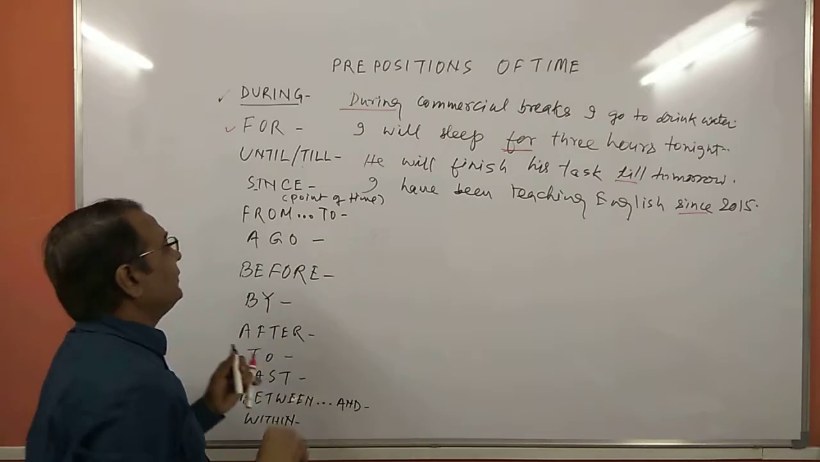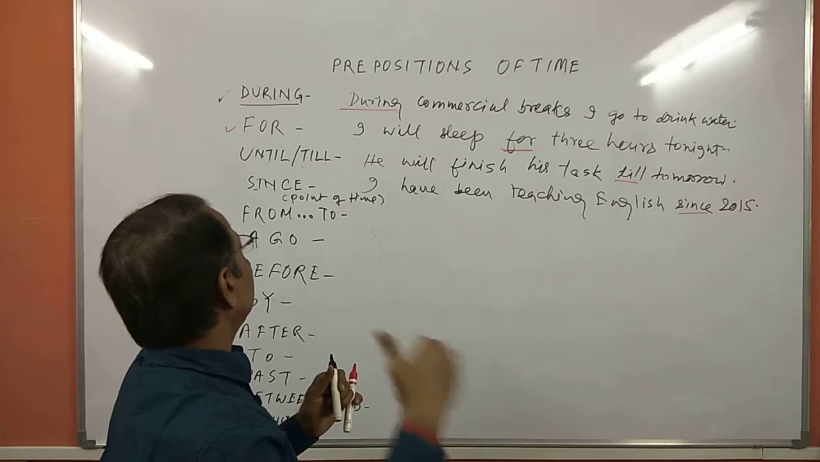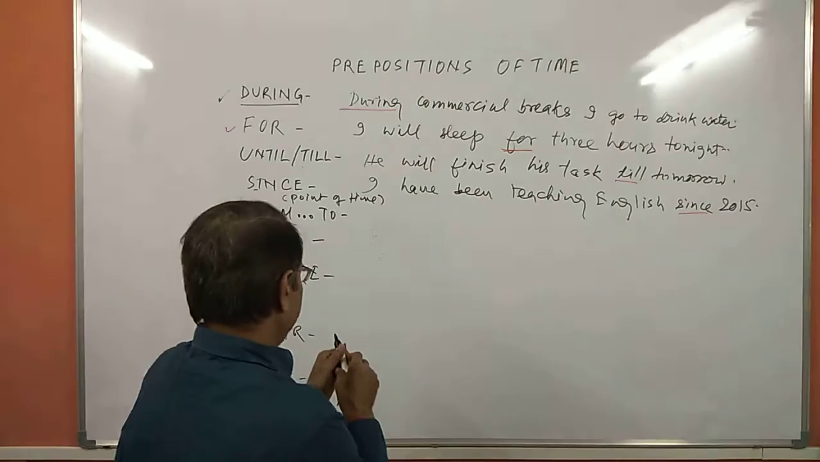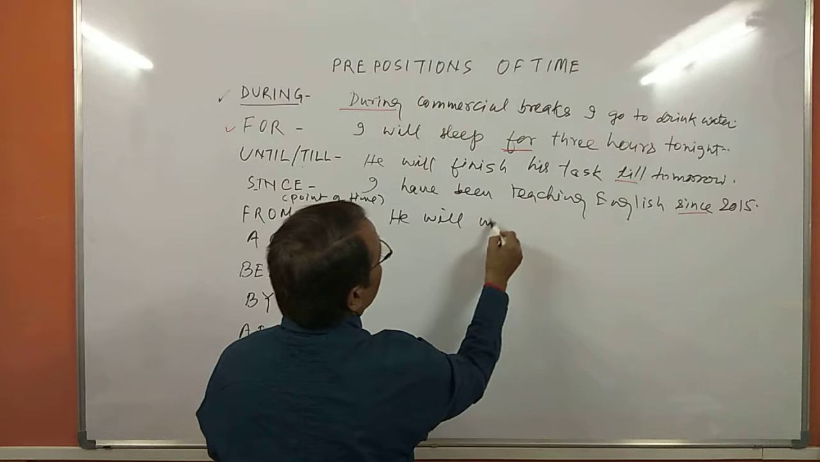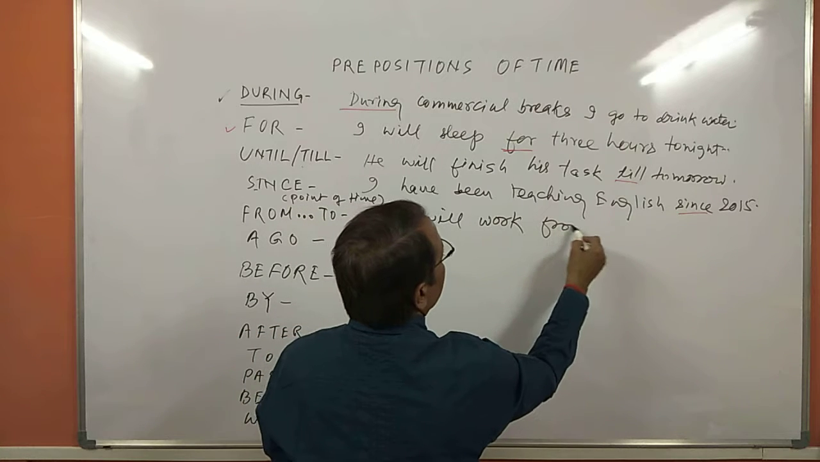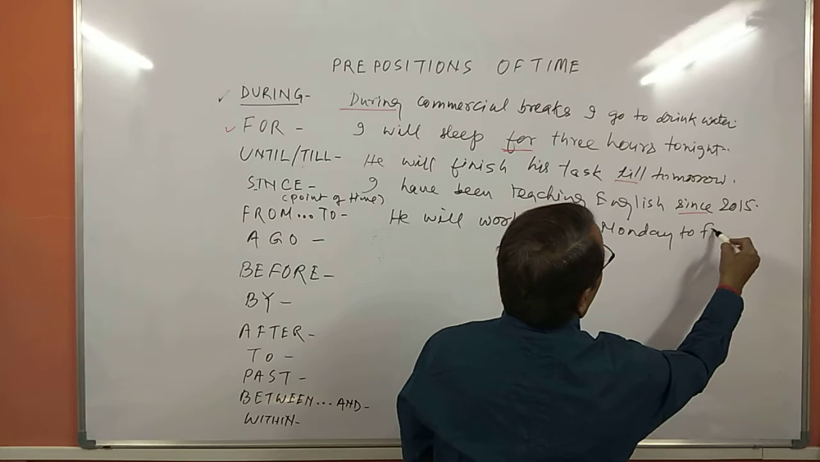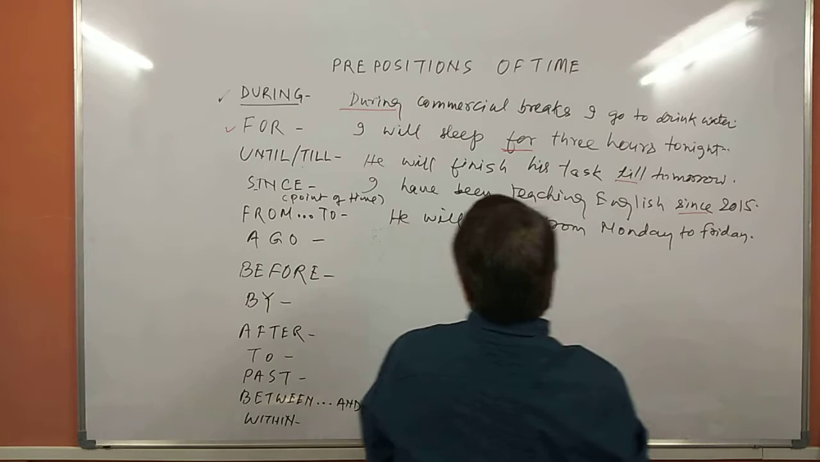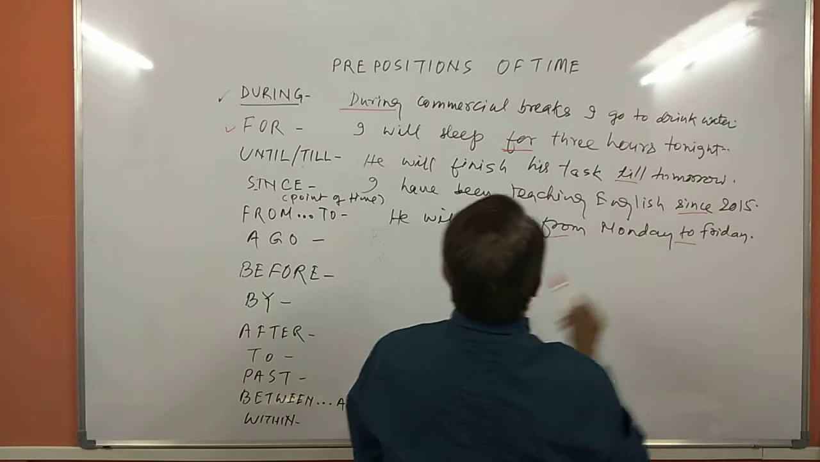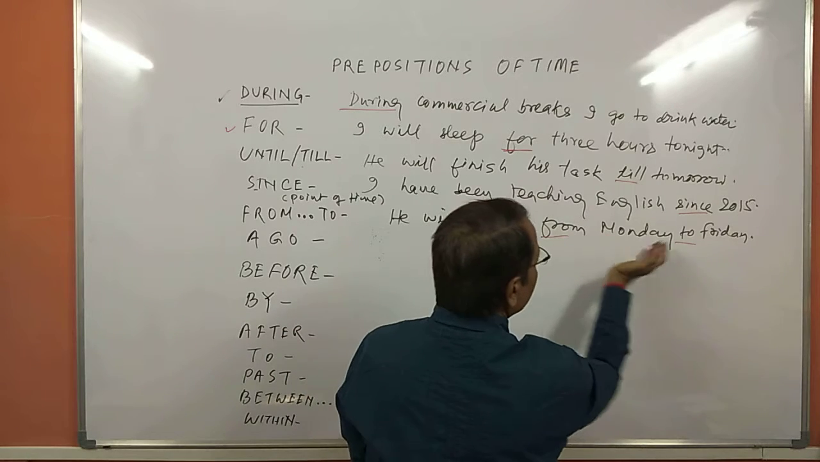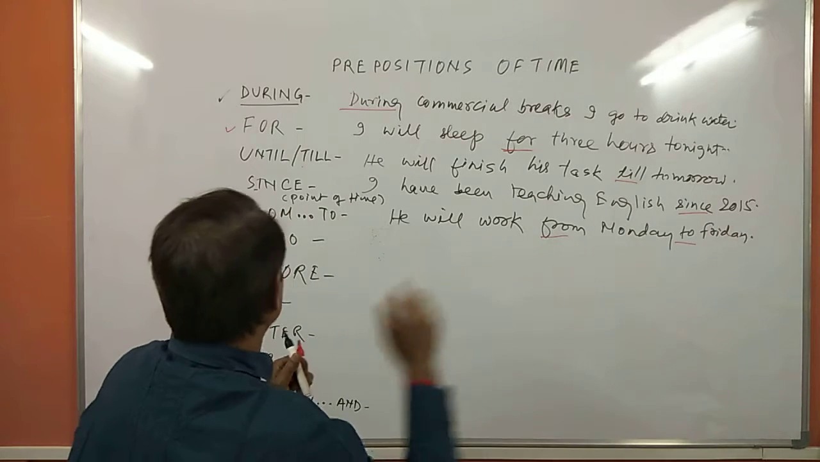From to, that's very easy to understand. We start something from a point of time and we finish something at a certain point of time, right? He will work from Monday to Friday. Here you are using from and to. So you are starting something on Monday that's going to end on Friday. So here is the use of from to.